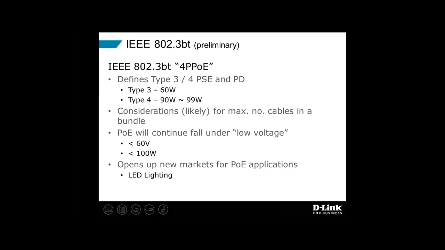PoE will continue to fall under the low voltage category. Later in this presentation, we'll talk about the benefits of PoE, why an IT manager would want to deploy PoE, but one of those is that he doesn't need to hire an electrician to come in and do AC work, because PoE falls under low voltage wiring, so his low voltage guy can do that. And with the new BT standard, because they're keeping the voltage under 60 volts and the power under 100 watts, they are ensuring that it continues to fall in the low voltage category.